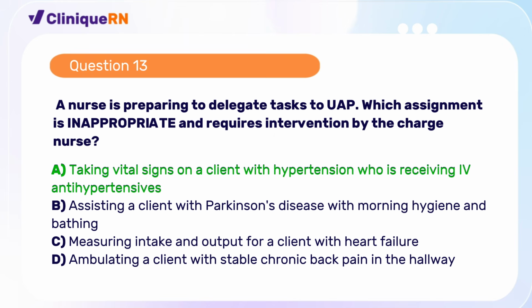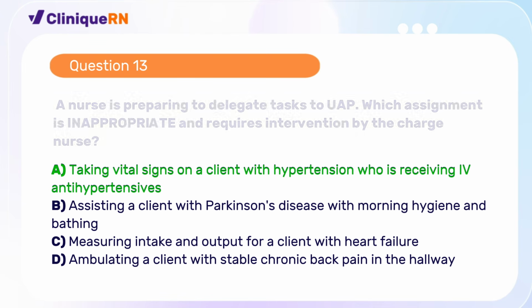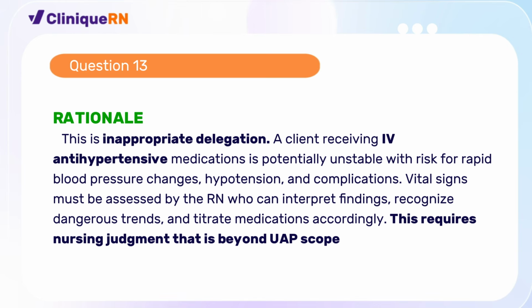The correct answer is A. Taking vital signs on a client with hypertension who is receiving IV antihypertensives. Rationale. This is inappropriate delegation. A client receiving IV antihypertensive medications is potentially unstable, with risk for rapid blood pressure changes, hypotension, and complications. Vital signs must be assessed by the RN, who can interpret findings, recognize dangerous trends, and titrate medications accordingly. This requires nursing judgment that is beyond UAP.